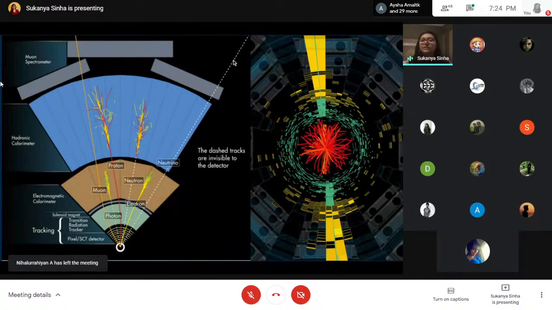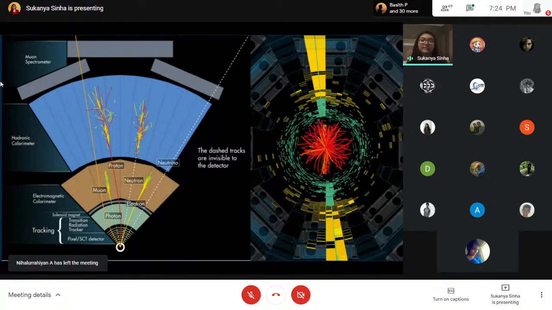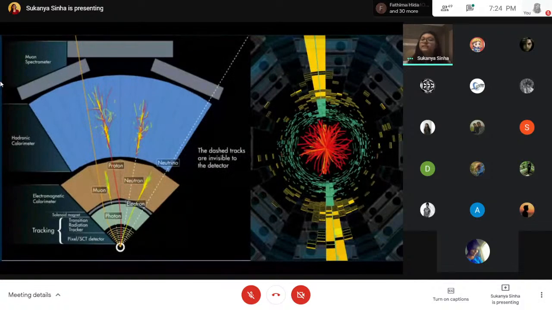Now you might notice a white dashed line on the right-hand side. This white dashed line is the neutrino, because neutrinos are chargeless neutral particles. They do not interact with anything in the detector. So they just walk away, and technically we do not see anything that happened associated with a neutrino. But then how do we understand where the neutrinos are in which physics processes? We understand by the simple idea of energy conservation.